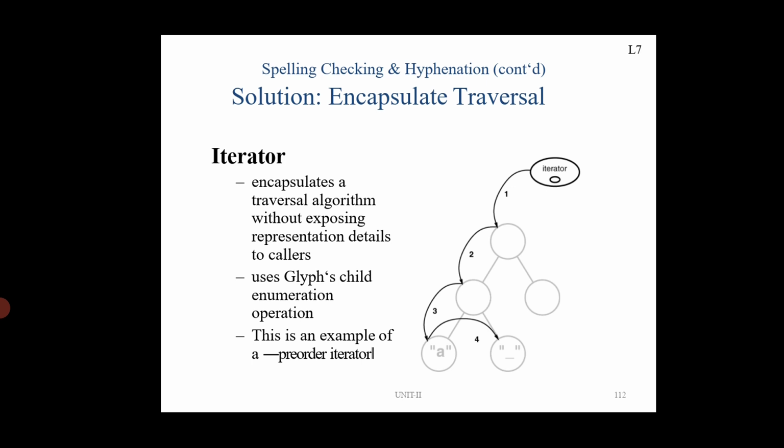The analyzer accumulator A holds the information of interest, the characteristics, in this case small a, as the traversal proceeds. This is the fundamental approach of how the analysis object distinguishes different kinds of glyphs. We are using the child enumeration operation. This is an example of a pre-order iterator.